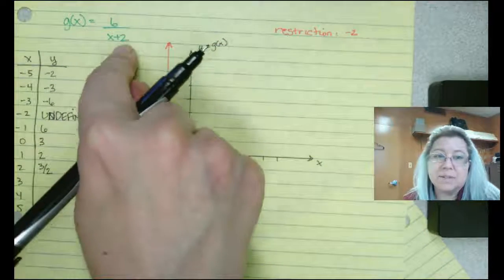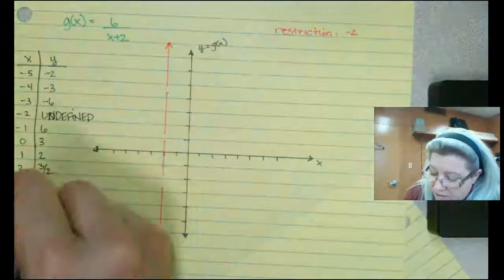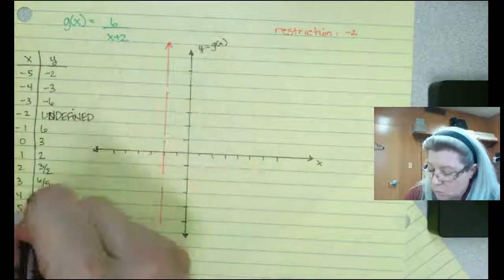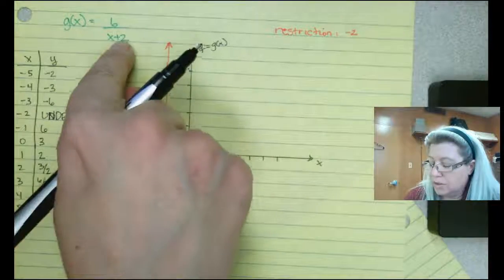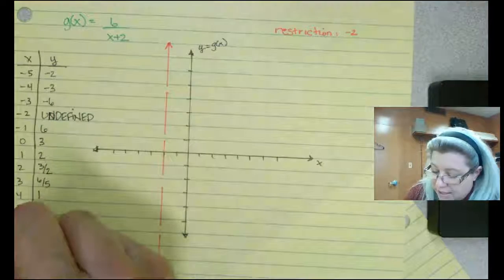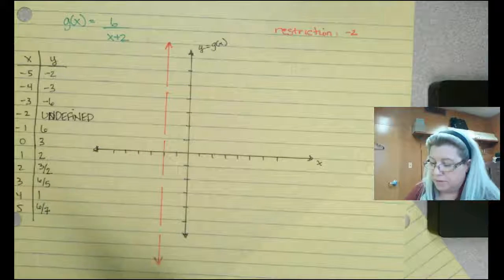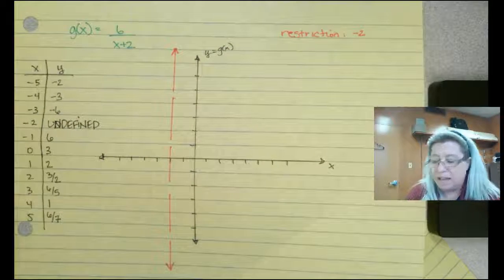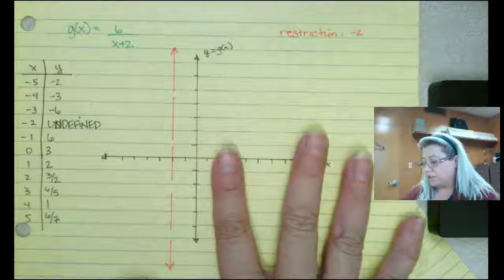3 plus 2 is 5. 6 divided by 5 is 6 fifths. 4 plus 2 is 6. 6 divided by 6 is 1. And 5 plus 2 is 7. 6 divided by 7 is 6 sevenths. I think that's enough points to kind of get us headed in the right direction.